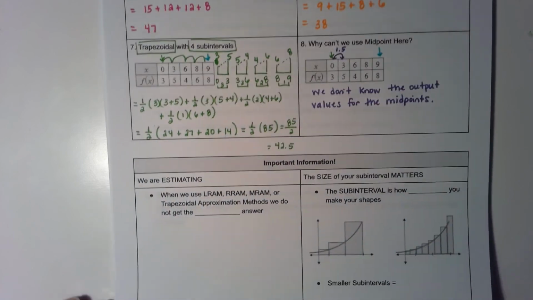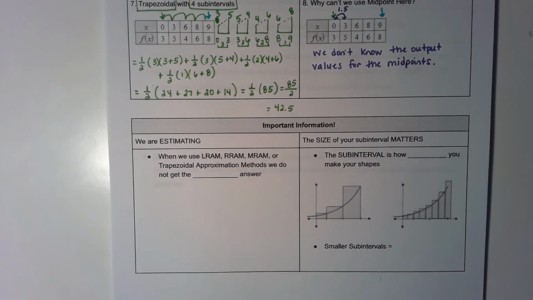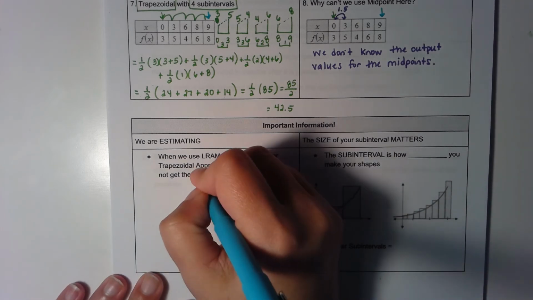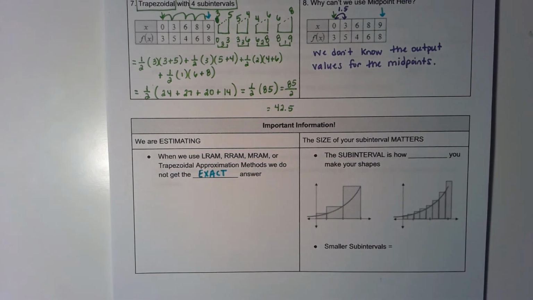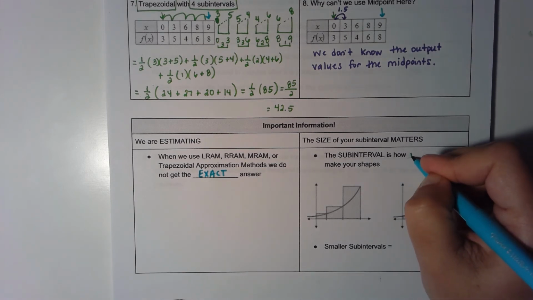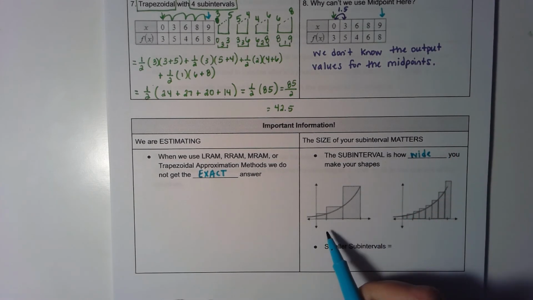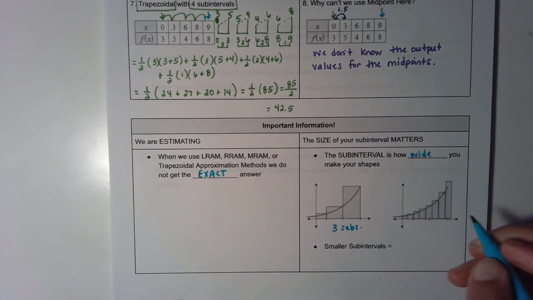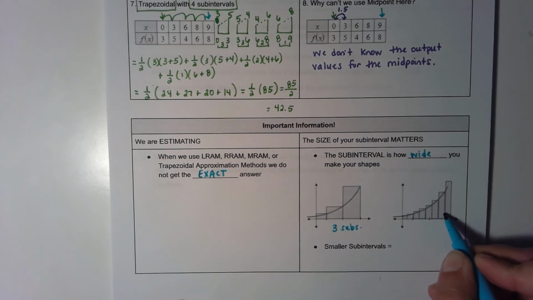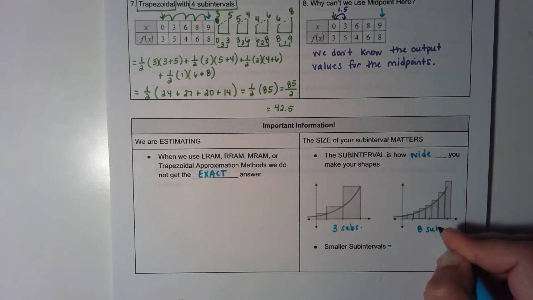Last thing that we're going to talk about today. When you are estimating, the number of intervals you make matters. When you're using LRAM, RRAM, MRAM, or the trapezoidal approximation method, we do not get the exact answer. We're getting an estimate. And our estimate can be better or worse depending on the size of our subinterval. The subinterval is how wide you make your shapes. So you'll notice that here there are 3 subintervals. And here there are 1, 2, 3, 4, 5, 6, 7, 8 subintervals.